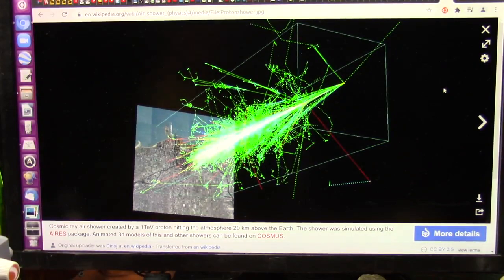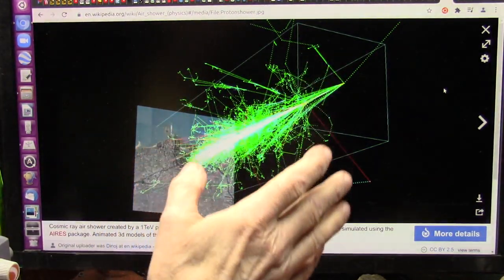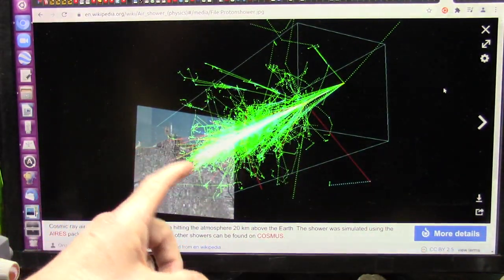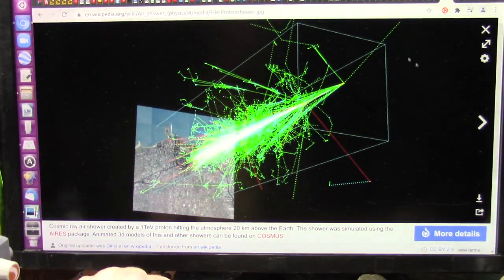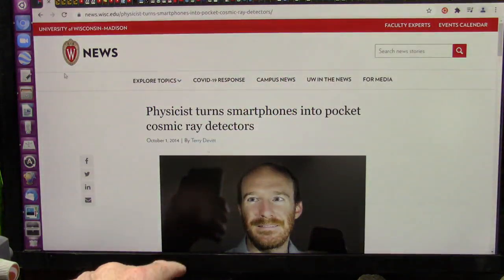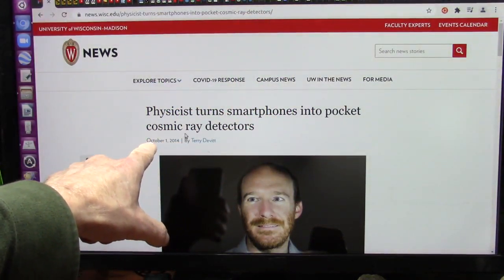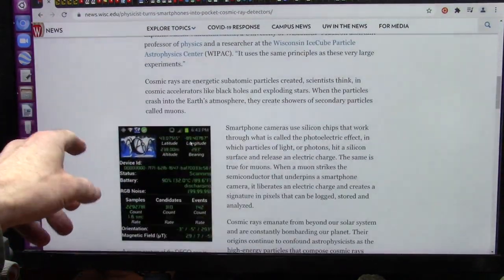Before we even start, let me explain that we can see these interactions with a cell phone, a smartphone. There's nothing special that we're doing. These phones use the same device as the smartphones. And here it is, back in 2014, they used smartphones to look at cosmic rays. They use them as cosmic ray detectors.